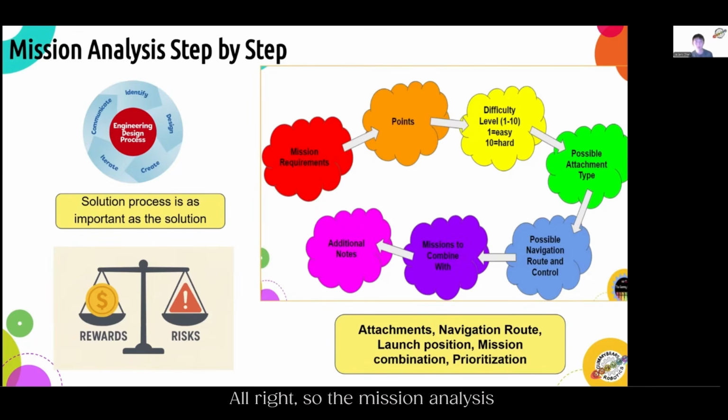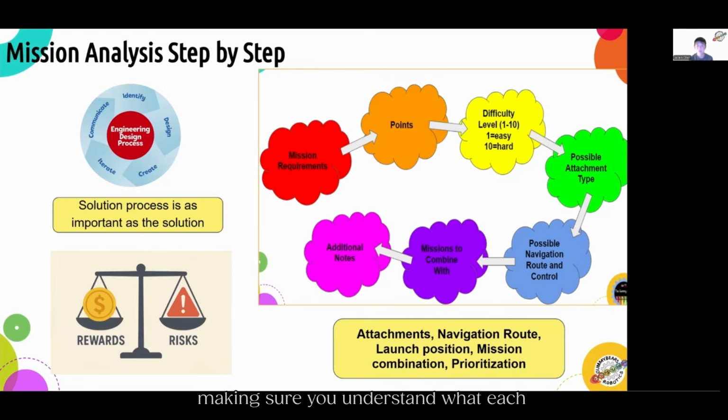All right, so the mission analysis process is quite similar to the engineering design process and uses some of the similar ideas to guide you through approaching a mission and solving it. So to the right, you can see the key points that are part of the mission analysis. To start off is making sure you understand what each mission requires, which you can find in the game manual, and this includes which tasks they are and how you can complete them.